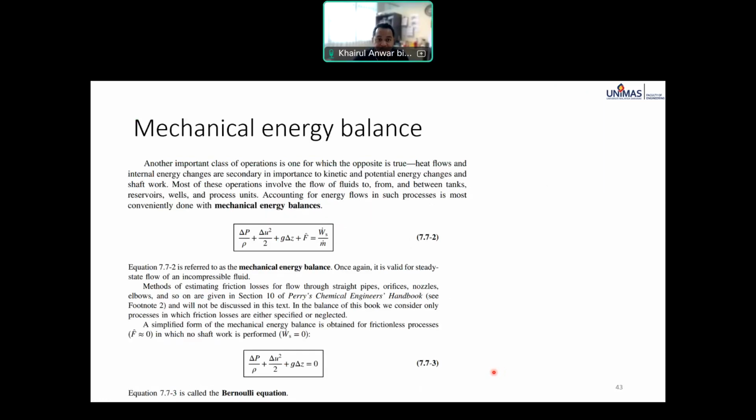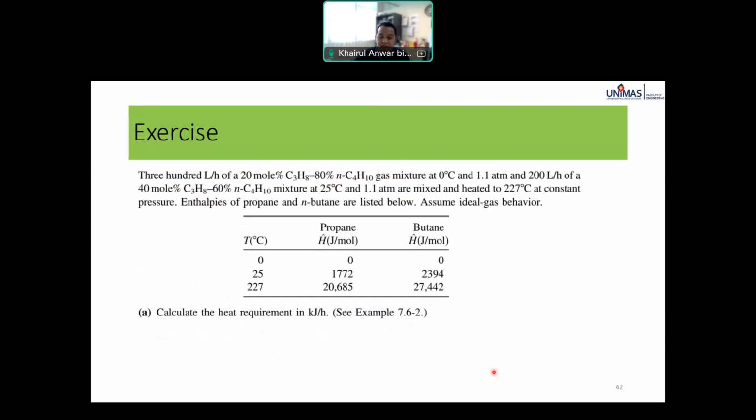Exercise. You can try this one. You need to find Q. So the first thing you need to do is draw the block diagram. Then do the mass balance if required. After the mass balance, you find the enthalpy. Since propane and butane are not available in the appendix, you can refer to the table there.